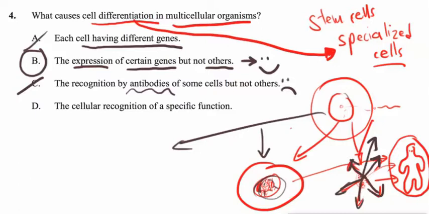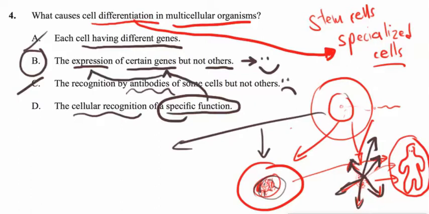But what kind of cell that turns into isn't really dependent on necessarily the cellular recognition of that function. The function is determined by the genes and whether they get turned on or not. And so the expression of certain genes goes right along with our explanation of what differentiation actually means. The process of cells becoming different from the expression of certain genes, but not others. Alrighty.